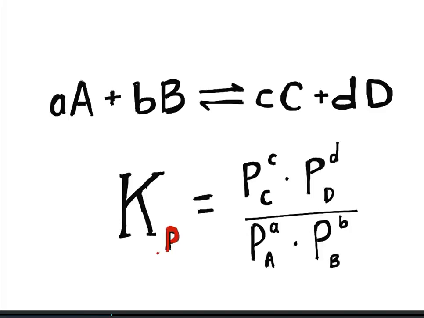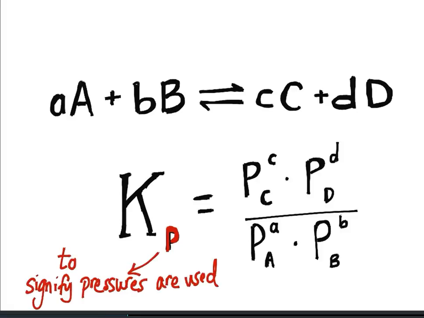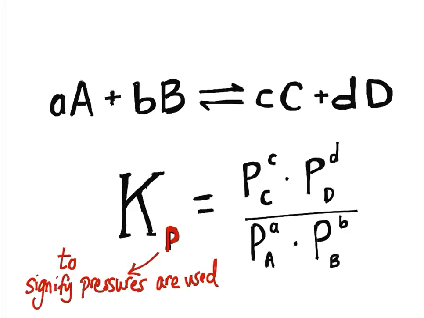The P here signifies that pressures are used. If there's no subscript given, then it's assumed to be a Kc, the concentration units. So when pressures are used, there's always a Kp included there.